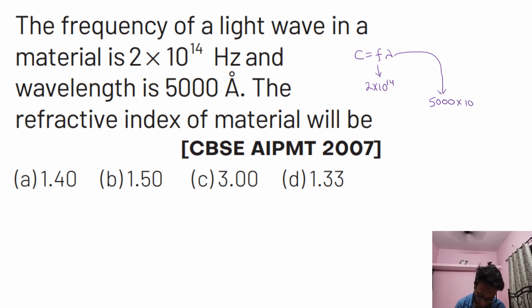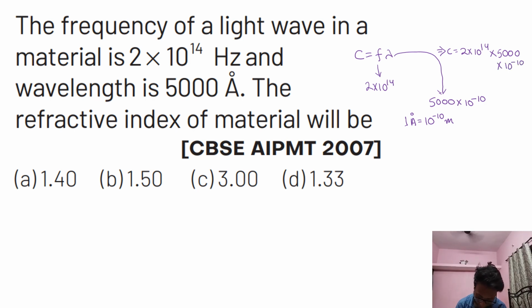So if you multiply Angstrom by 10 to the power minus 10, it gets converted into meter, because 1 Angstrom is equal to 10 to the power minus 10 meter. So 5000 Angstrom should be equal to 5000 into 10 to the power minus 10 meter. So out here we get speed of light is equal to 2 into 10 to the power 14 into 5 into 10 to the power 3 into 10 to the power minus 10.